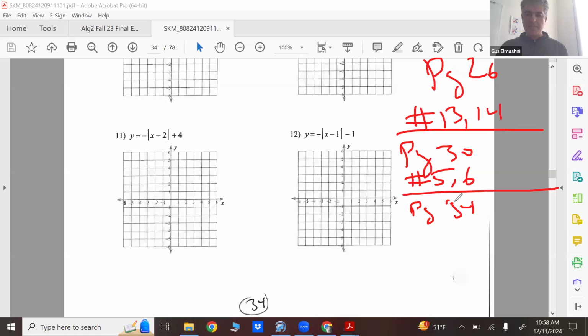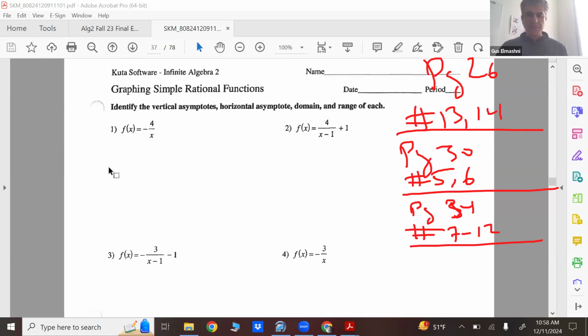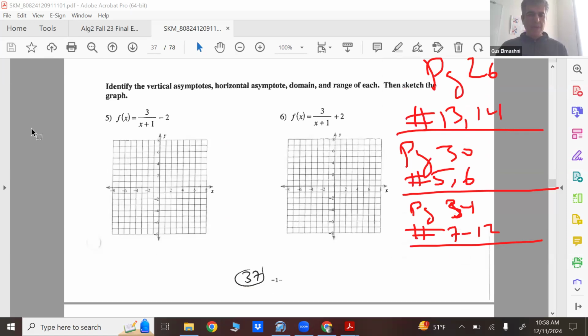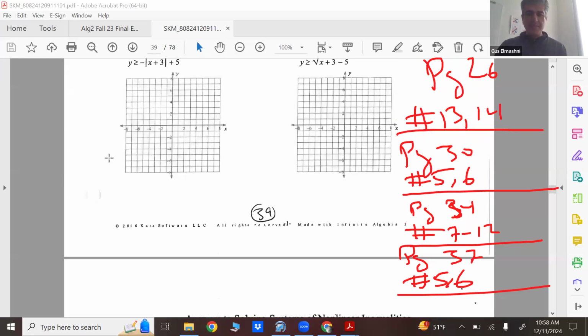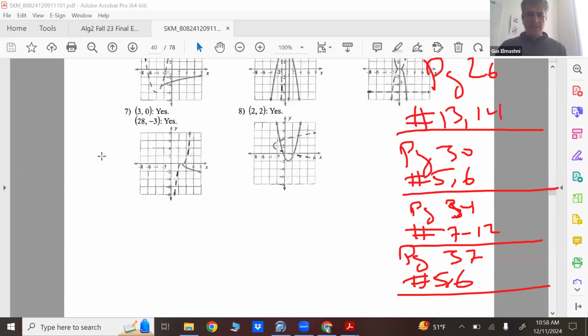Any of those are fine, yeah. Ooh, good one here. Page 37, numbers 5 and 6. I'm writing on the board right there. Some of these are a little bit crazy. I don't know if I like those problems.